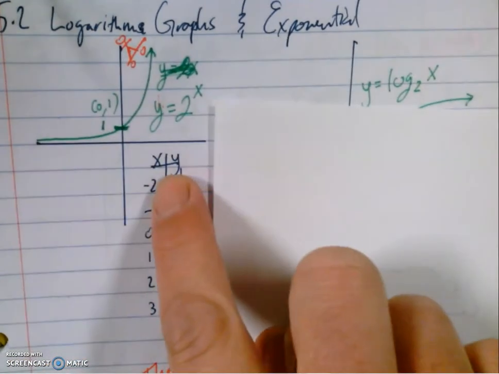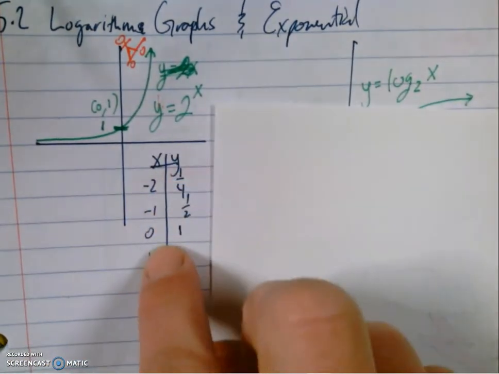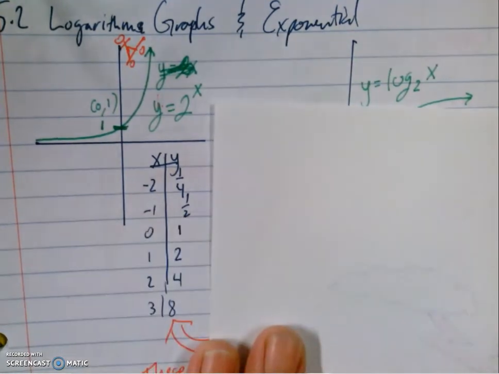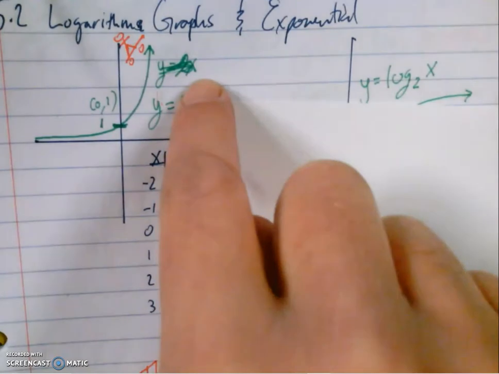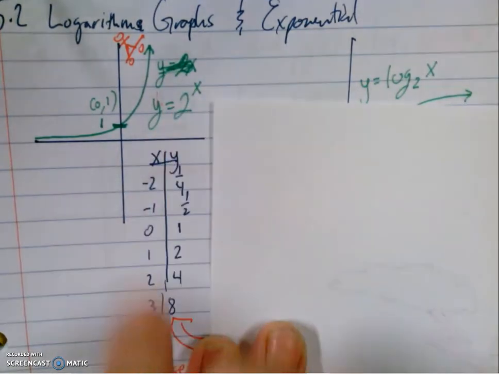Make a table of values. I put more than we need probably, like 0, 1, 2, 3, but I want to put some negatives. Put in 0 for X, you get 1. Put in 1 for X, you get 2. Put in 2 for X, you get 4. And so on. Why did I do that?